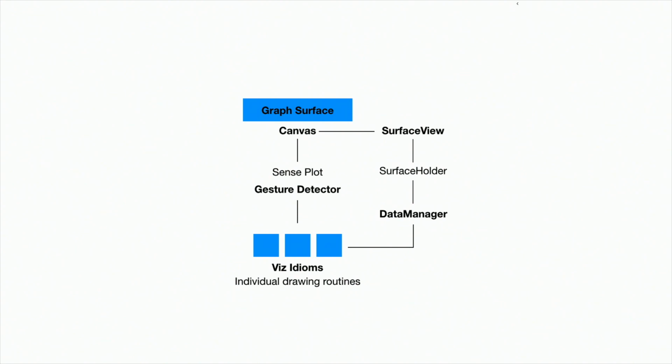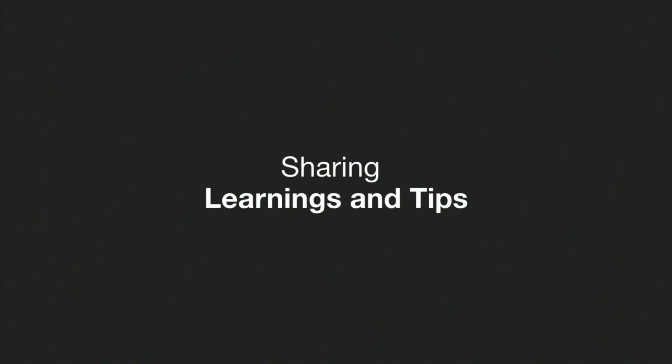We call it the graph surface, but it's basically a canvas housed in a surface view. And we have a data manager that talks to this surface view using a surface holder. And there's a gesture detector that sits in between the canvas and also the visualizations that are supported and rendered on the screen. So that's a basic architecture. There's nothing fancy. I'm not using any really over-the-top configuration here, but this does the job for us.